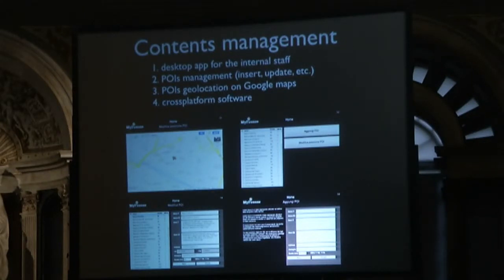Content is king. That's to say, all the information, all the data that people can view and can select for creating their itinerary, are created by the staff of the municipality of Florence. They have a desktop application in which, in an independent way, they can update all the information. So they can insert, update, or delete all the points of interest of the town, just inserting images and other multimedia assets in order to enhance the information and provide a new experience to people.